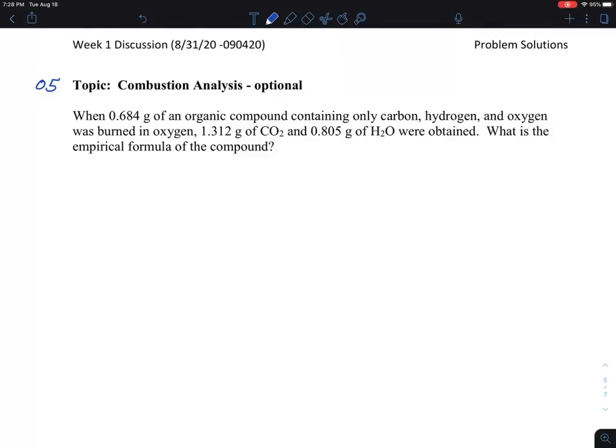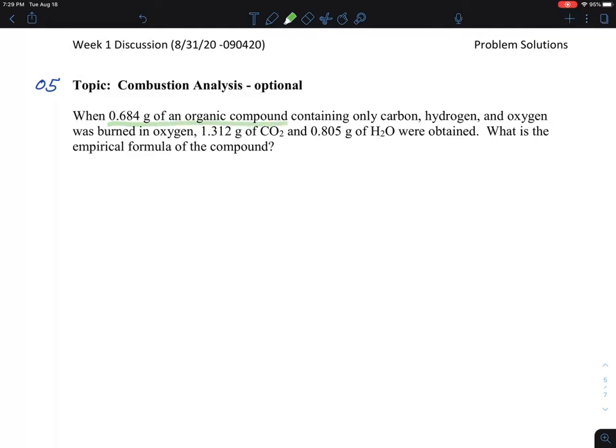Okay, so let's solve the combustion analysis. This is an optional problem. It's a little complicated problem, so we need to read the problem carefully and then understand what kind of information has been given. So the problem says the certain mass of organic compound.